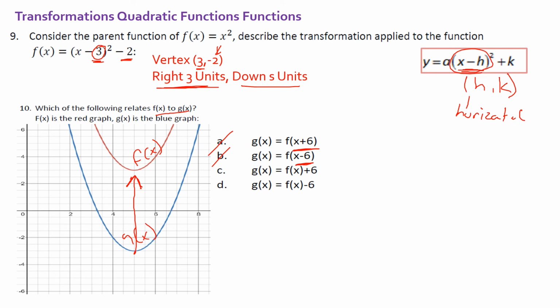But now we have to read the question carefully. It says relates f of x to g of x. And so from g of x to f of x, that graph goes up. So that's my K value is going to be a +6. And so C would be my answer for this transformation.